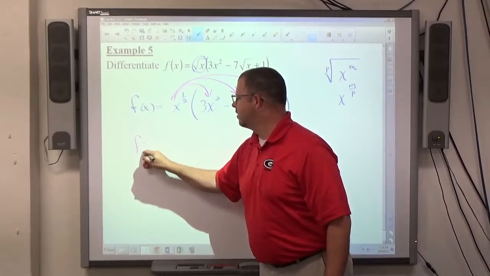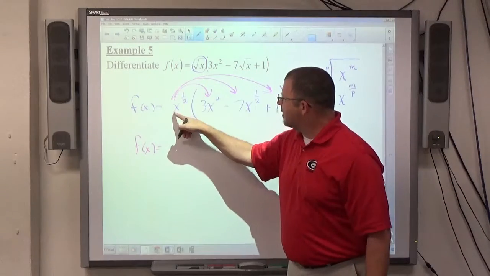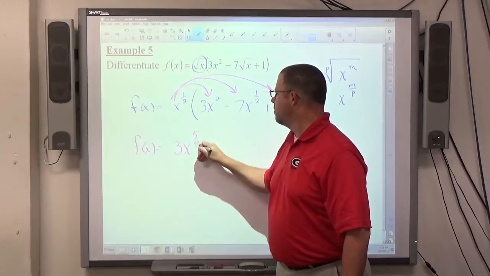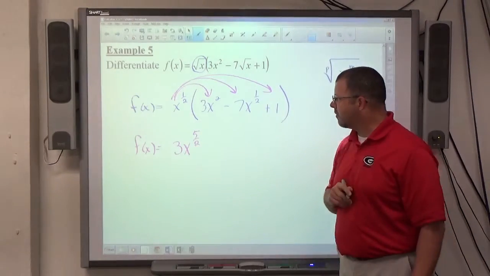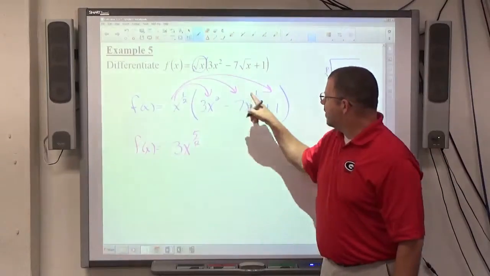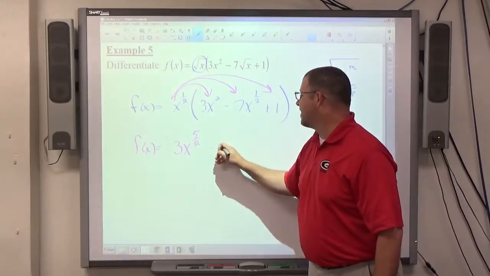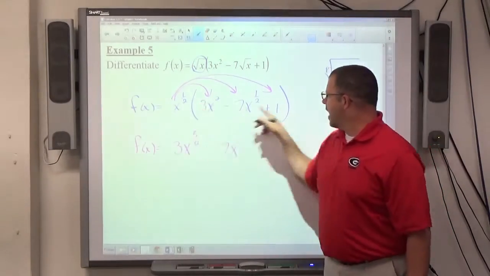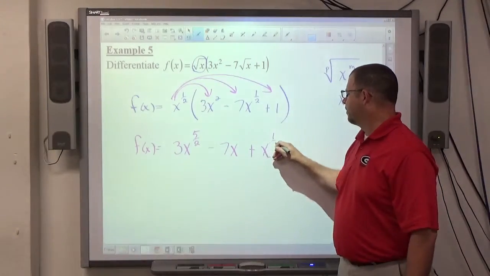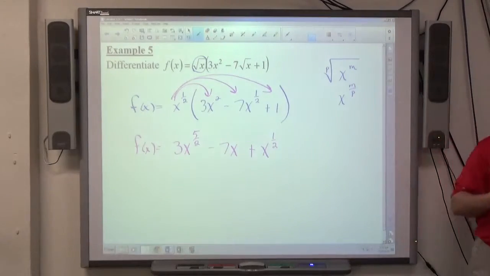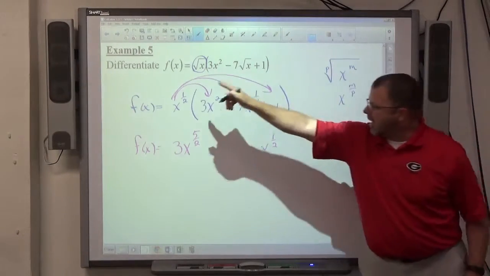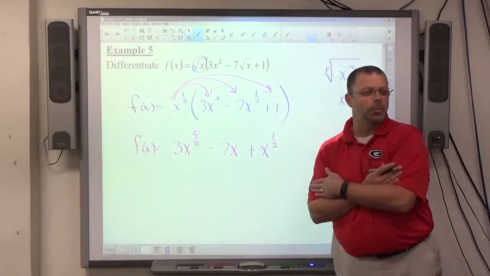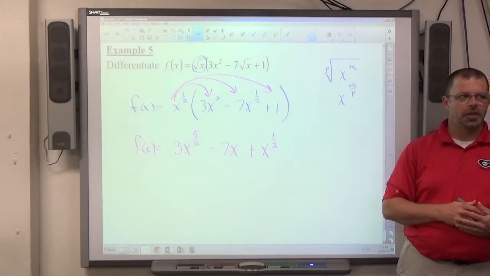So f of x, if I do x to the half times 3x squared, I'm going to get 3x to the 5 halves power. Multiplying x's, I add the powers, 2 plus 1 half is 5 halves. x to the half times negative 7x to the half makes minus 7x to the first power. 1 half plus 1 half is 1. And then x to the half times 1 is plus x to the half. Applying the distributive property in order to distribute the x to the half throughout the parentheses. Once I do all three products, I end up with a new expression that has no parentheses in it.